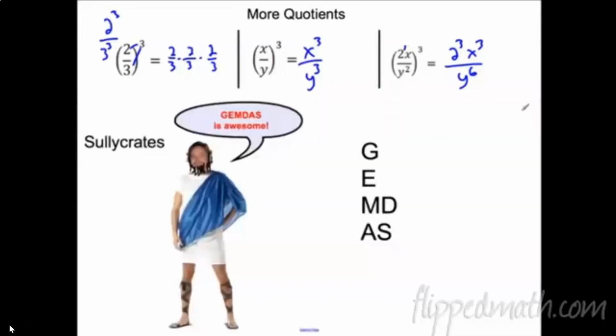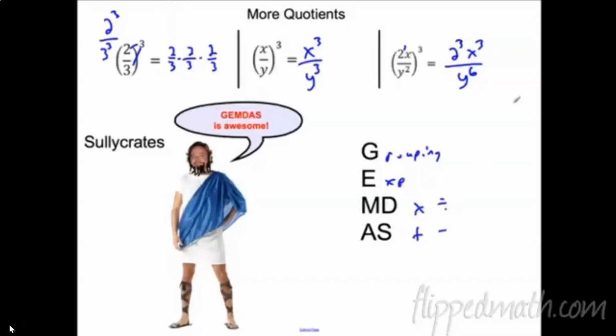I think we got a little wisdom here. Oh, we had Confucius last time. Now we got Solicrates. Just like Socrates, he says GEMDAS is awesome. Remember back, and it's actually section 1.1, it was the very first one. GEMDAS. You remember we look at grouping symbols first. Exponents. This is multiply, divide, and this is add, subtract. It is awesome, Mr. Sullivan.